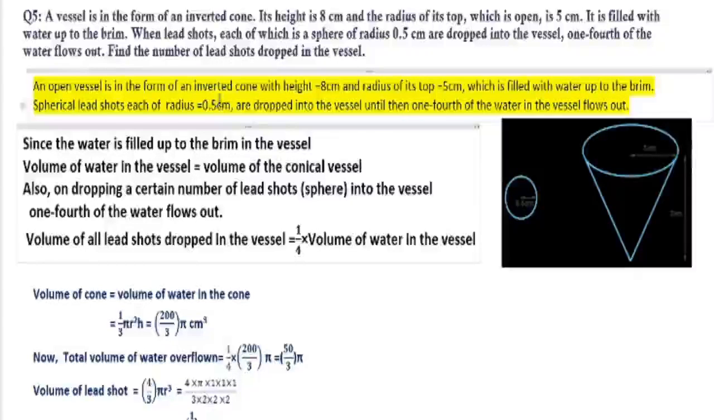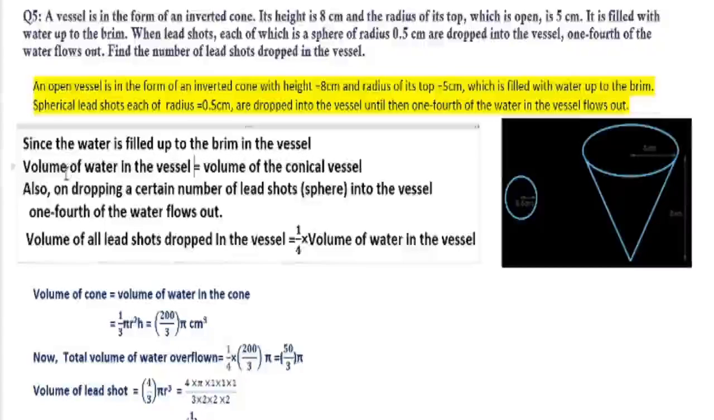So here we can write, an open vessel is in the form of an inverted cone. The height of the conical vessel is 8 cm and the radius of the top is 5 cm. And it is filled with water, and spherical lead shots of radius 0.5 cm are dropped into the vessel until 1/4 of the water in the vessel flows out. So these are the things given. So we have to find out the number of lead shots.